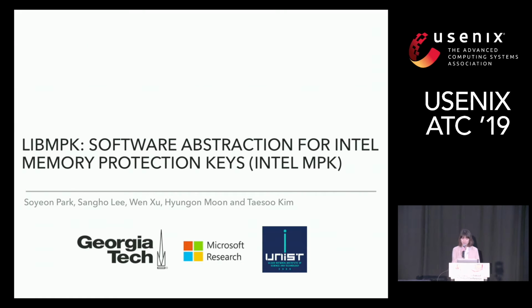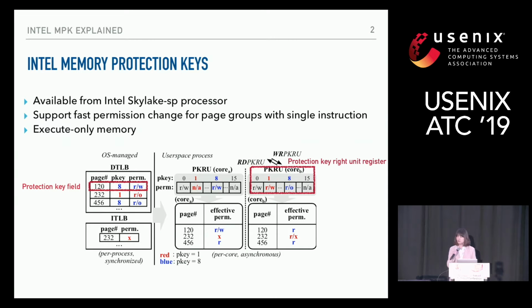Hello everyone, I am Seon Park, and this is a brief talk about our work, software abstraction for Intel Memory Protection Key. So Intel Memory Protection Key is a hardware security feature which is available from the Intel Skylake SP processor. It provides fast permission change for a page group with a single instruction, and also it can provide executable-only memory at the hardware level.